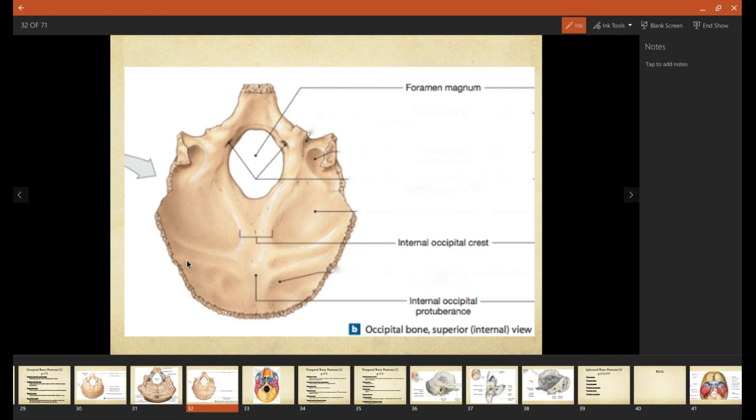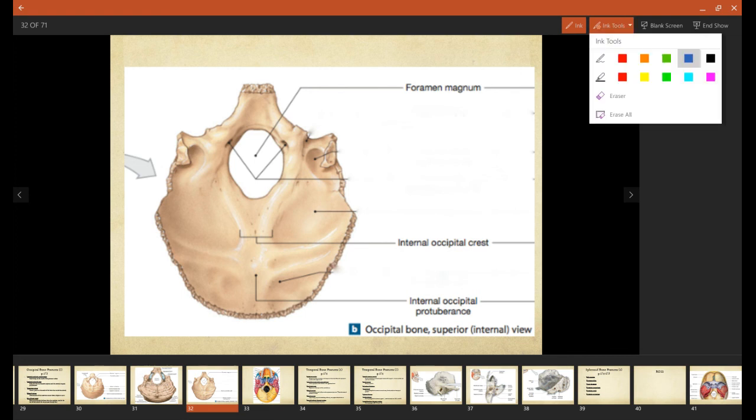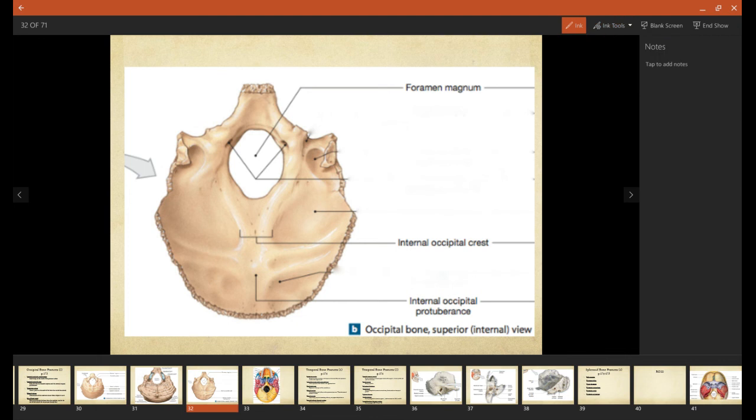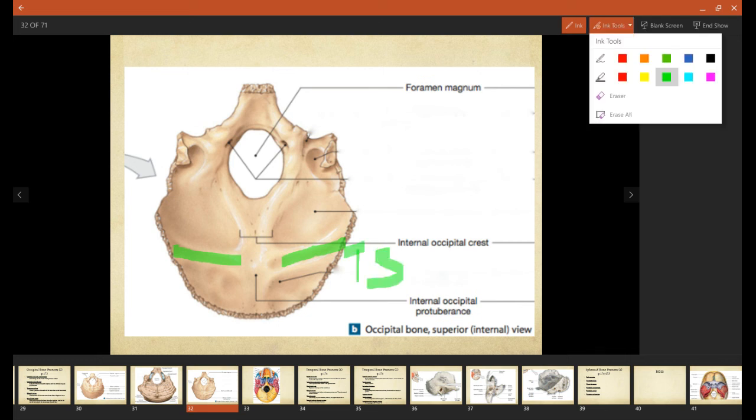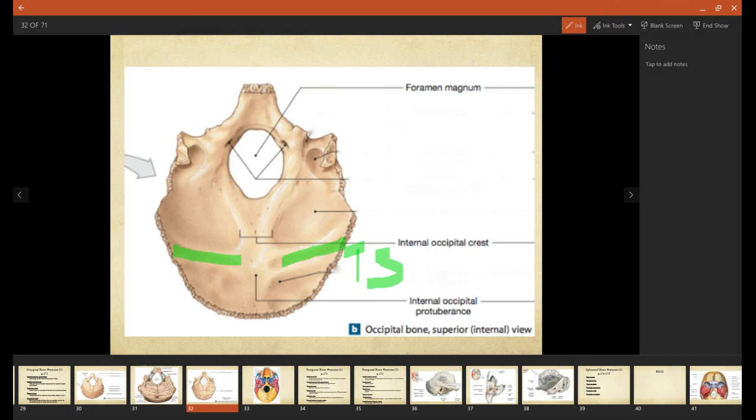So just sticking out from each side, these are the transverse sulci. You can see they are a groove that a vein is going to sit in. So right here, this is the transverse sulcus. And if you were to follow that along, when it is articulated with the other bones, it'll actually curve around like so. And that is actually what is going to be the sigmoid sulcus.